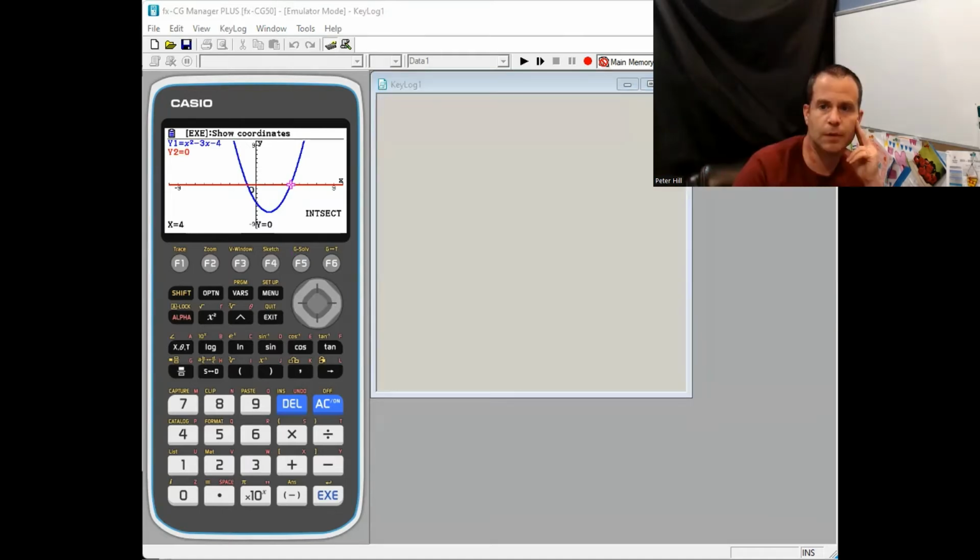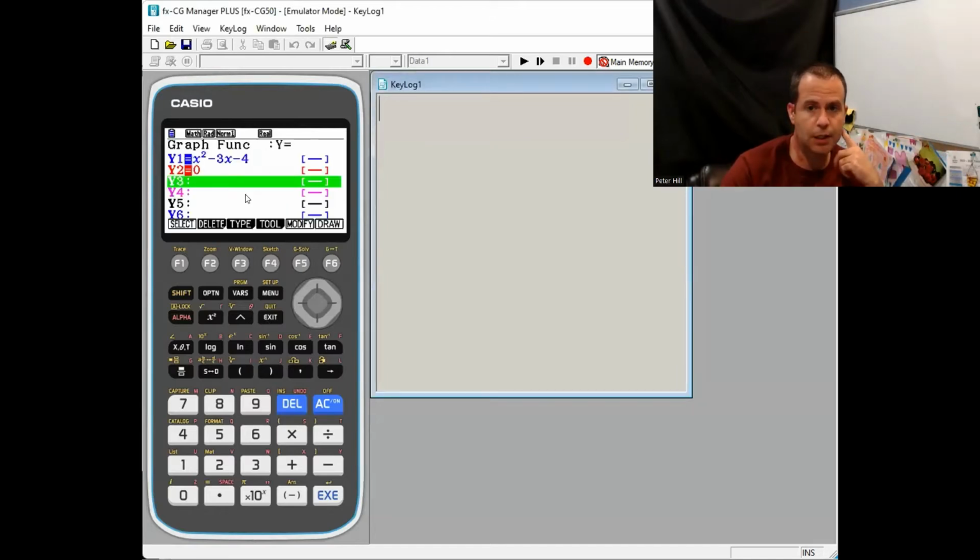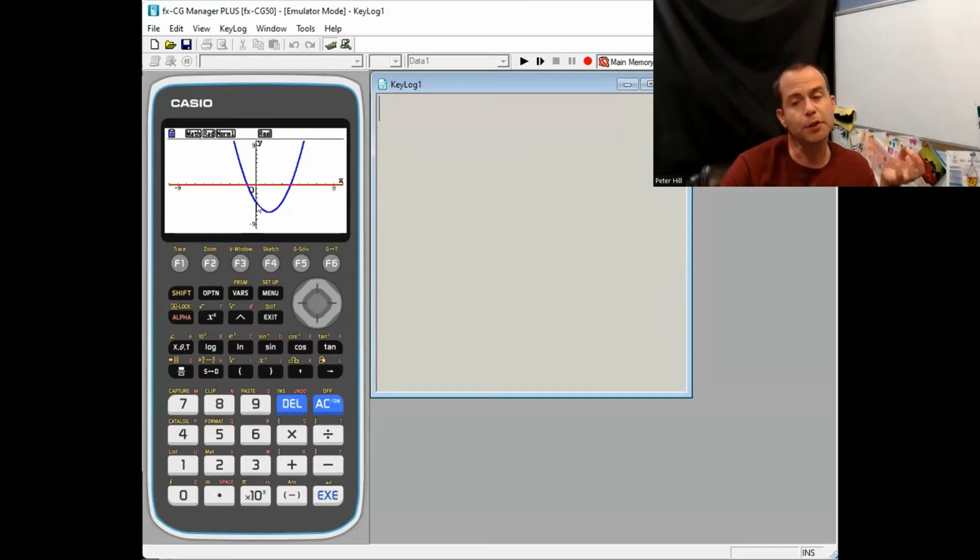Okay, so now if you are a TI, you're going to do a very similar process. Okay, you've already gone and put your y1 and y2 in with me. Then when you press graph, you're going to get the same picture. But for you, when you go to find that intersection, it's second trace, and then option 5 will say intersect.